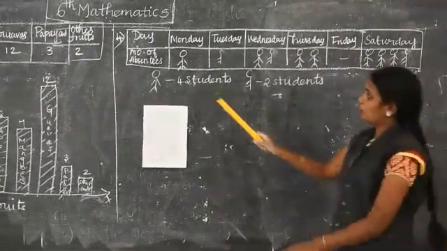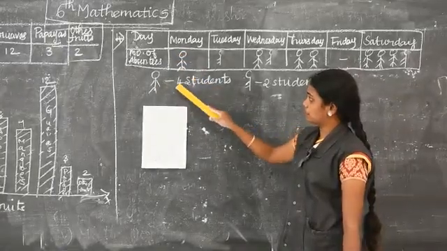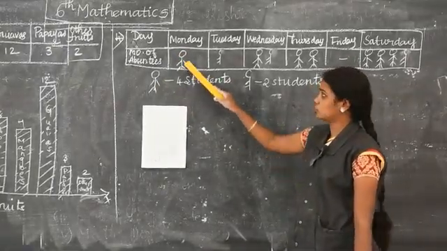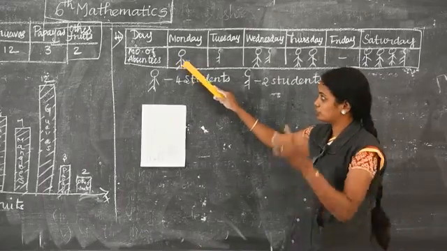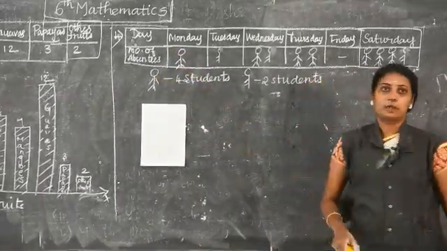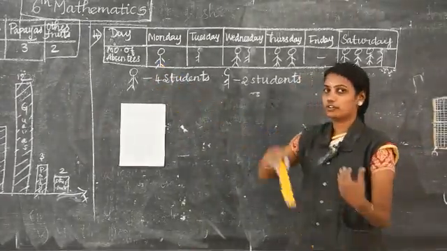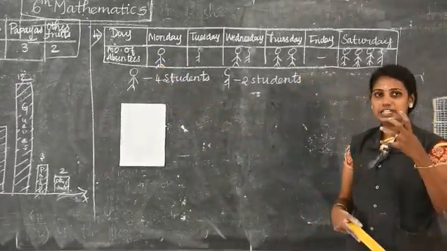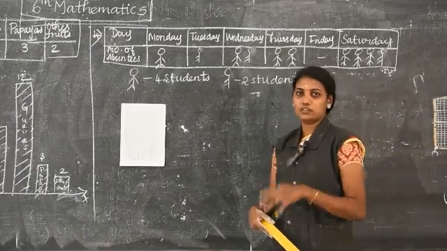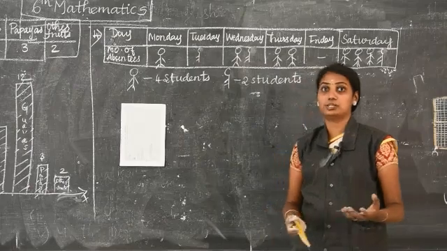Now the symbol represents 4 students. It is not an original, it is not 1 student. The symbol is given as 4 students. Pictograph, yes or no? Pictures are given. The pictograph we are going to change into a bar graph. When it is given by numbers, we can go for the bar graph. When it is given by pictures, that is called a pictograph.